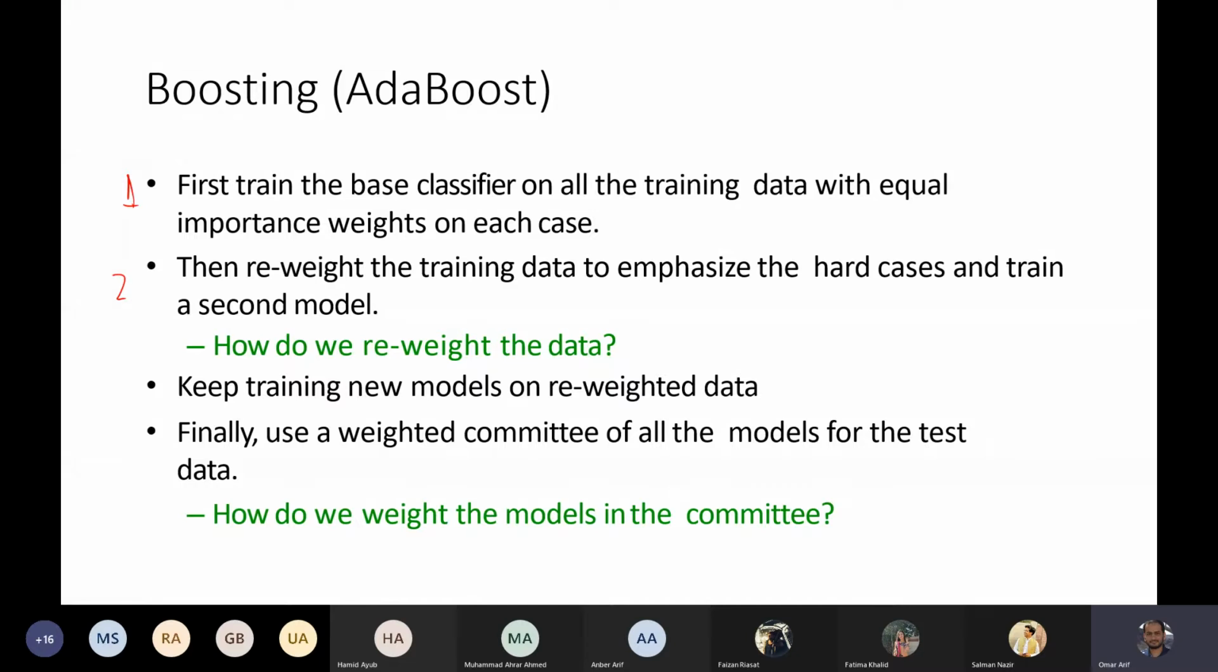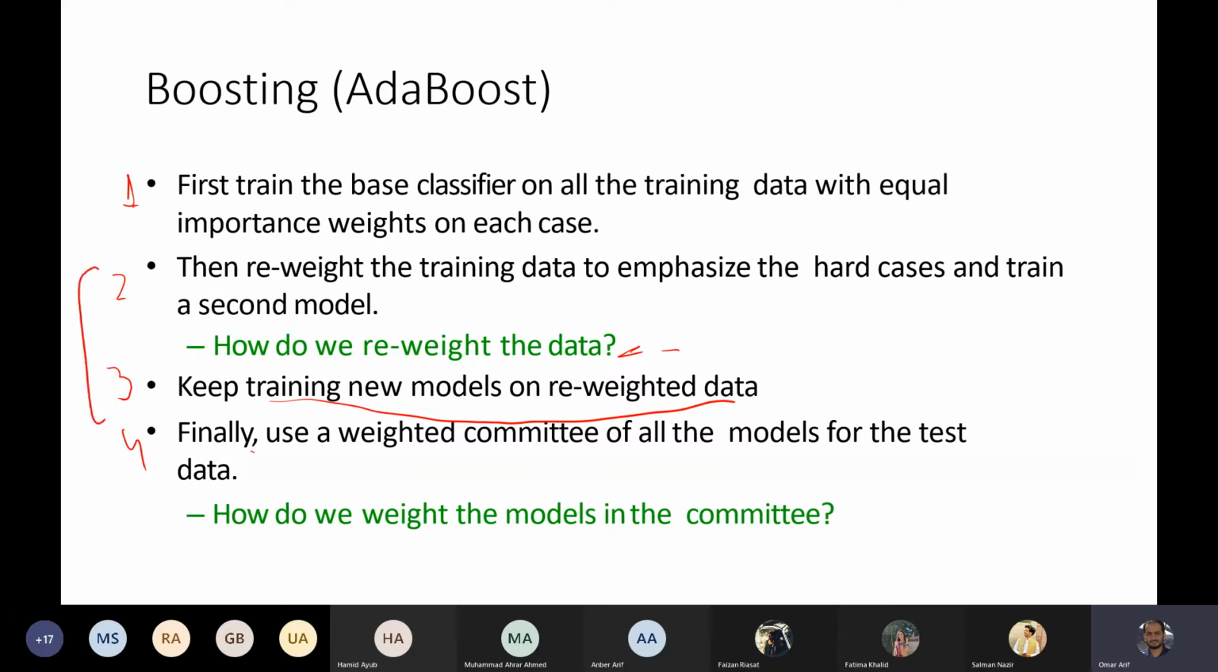We will look at which examples were wrongly classified, and then we are going to retrain the model on all examples, but the weights of the harder cases would be more than the weights of the easier cases. How to do that is coming next. Once we do that, the third step is to keep training new models on reweighted data. So steps 2 and 3 would be repeated again and again.